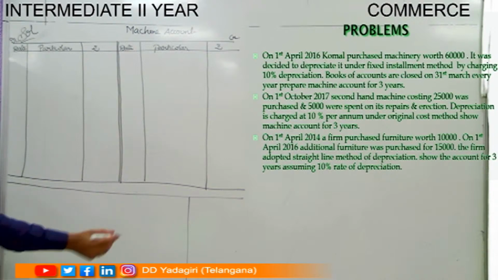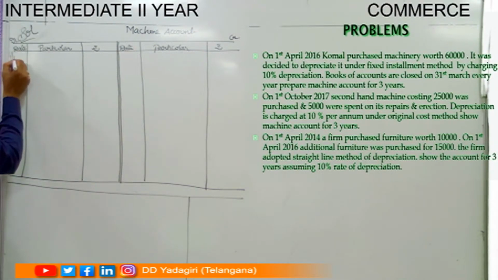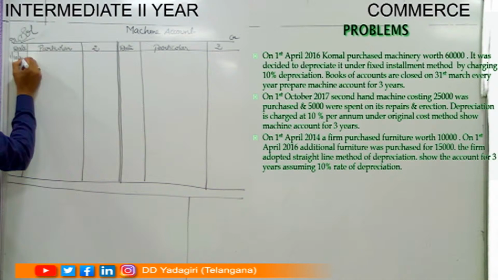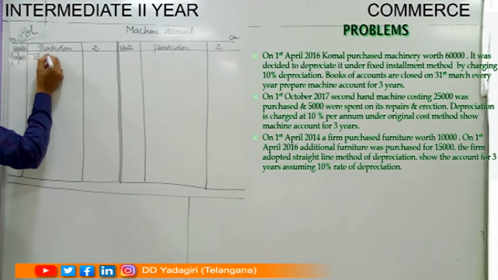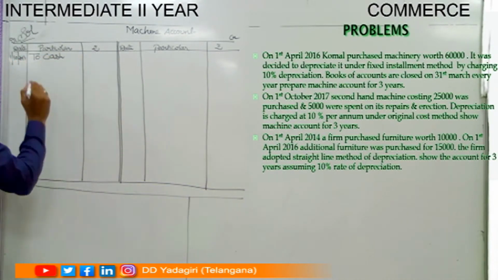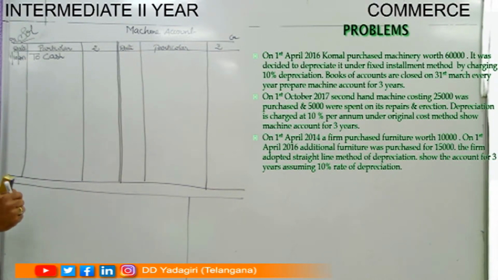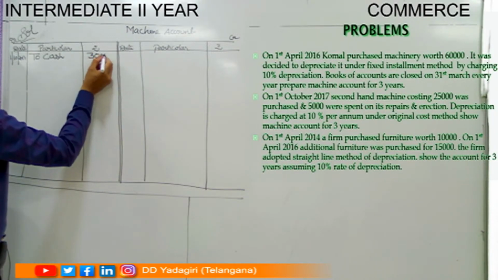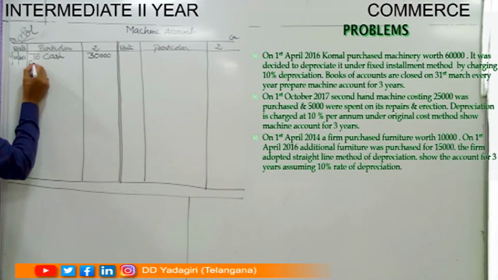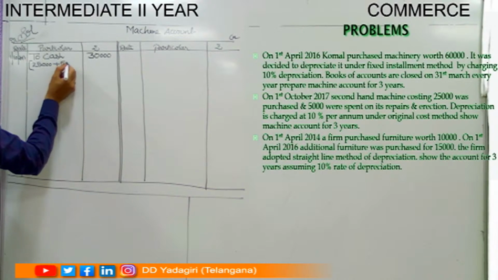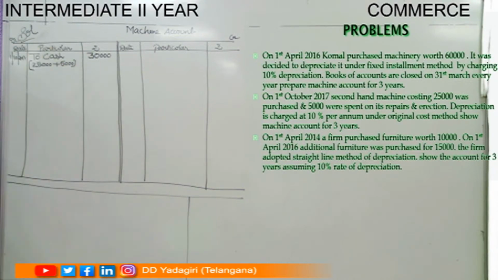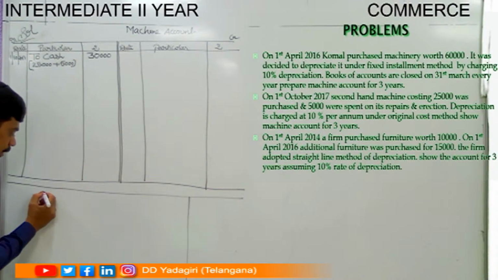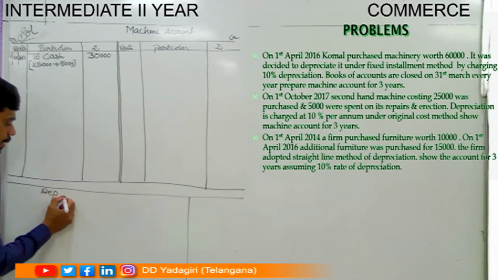When we bought the asset, bought on 1st October, so 1st October 2017 to cash. You can write the total amount. For how much we bought the machine? 25,000. And how much we have spent for repair? 5,000. So total we can write 30,000. In brackets down if you want, you can write here 25,000 plus 5,000. 30,000. Come to working notes and write here depreciation.